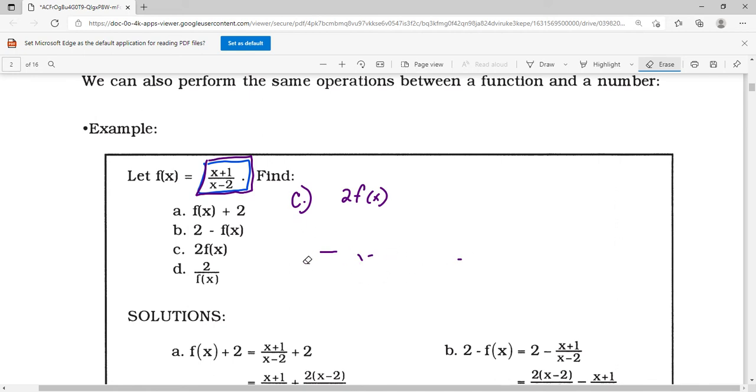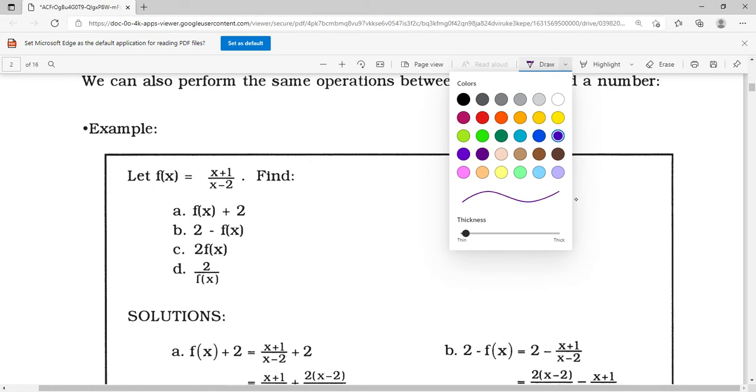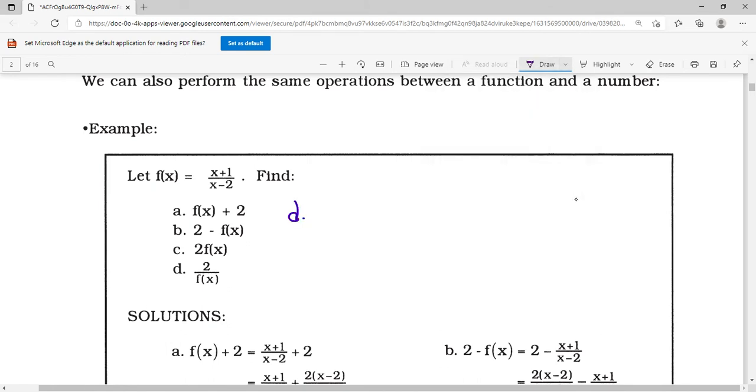And in this one, we're going to be dividing. So we've got D is 2 divided by f of x. So we're going to keep our 2 on top. And then for the bottom, we're going to do x plus 1 over x minus 2. Now remember, to get rid of a fraction on the bottom, we're going to flip and multiply on the top and the bottom. So x minus 2 right here, x plus 1 right there, and we do the same thing up top.